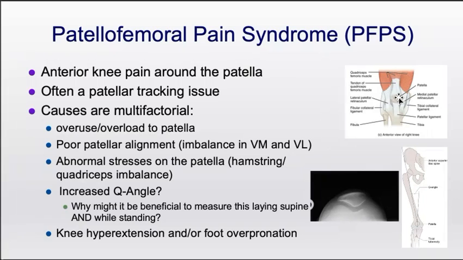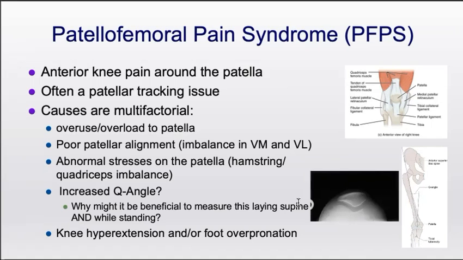tugged on. You can also be predisposed to PFPS if you have an increased Q angle. So a Q angle is the angle between the femoral head and the tibia. Okay. If this Q angle is very large, it puts very odd forces onto the patella. So the patella doesn't track as much in line with the femur. Okay.